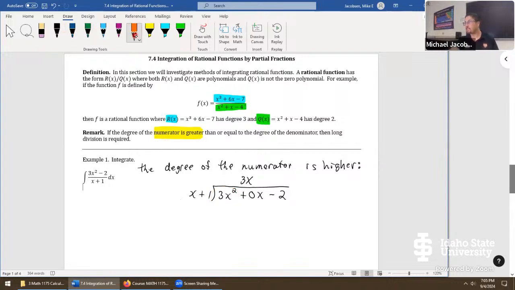After you get your 3x, think of this as a group where you're going to distribute 3x back inside. So the first step was to divide x here. The result was 3x. Take the 3x and come back, distribute it through. X by 3x is 3x squared. X times 3x times 1 is plus 3x.